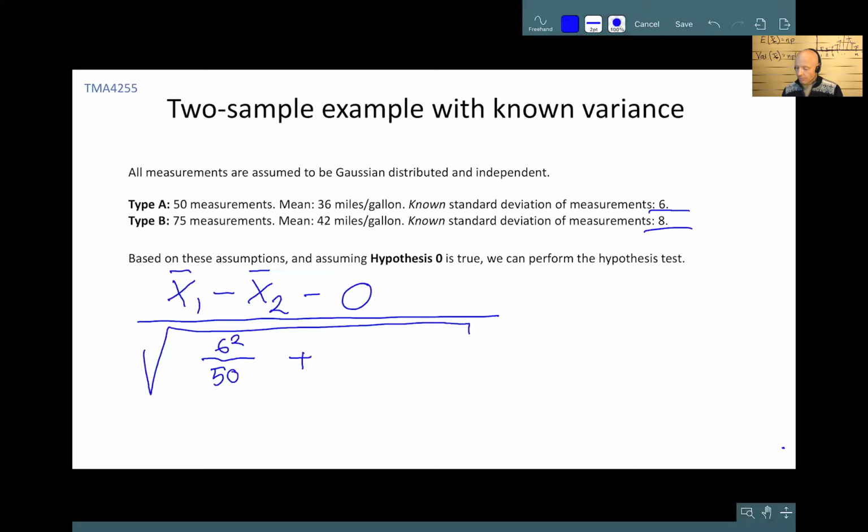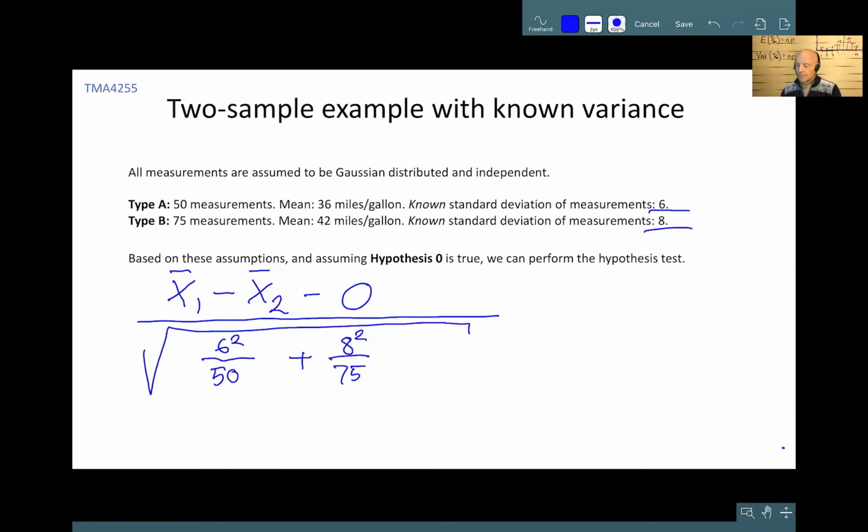And then we have also some variance for the second sample. So here we take minus x2, but when we take variance, minus becomes minus 1 squared. So that becomes just a plus. So even though we take the difference, the variance is the sum. That's 8 squared divided by 75. And we assumed independent samples here. So when we take the variance of this difference, there's no covariance, there's no correlation.